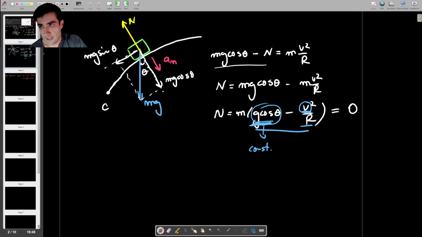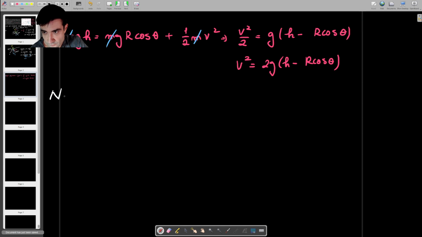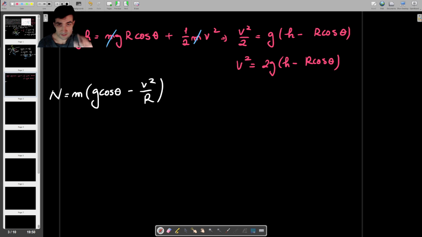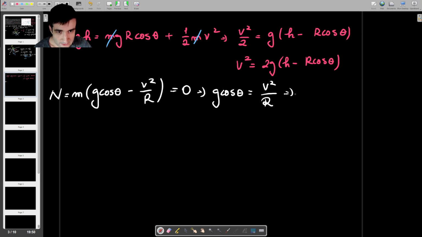So let's write the normal reaction force again for the concave part of the path. We have mg cos theta minus v squared by r, and we said this is equal to 0. When this is equal to 0, it implies that g cos theta is equal to v squared divided by r. So we get that v squared is gr cos theta. When this happens, the object will no longer be in contact with the surface.